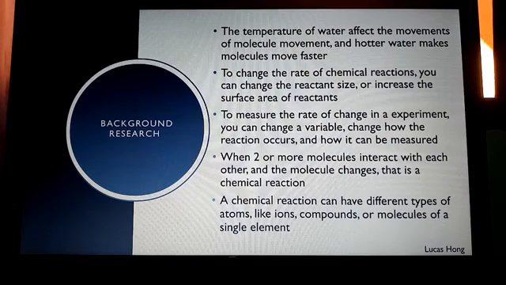When 2 or more molecules interact with each other and the molecules change, that is a chemical reaction. A chemical reaction can involve different types of particles, like ions, compounds, or molecules of a single element.